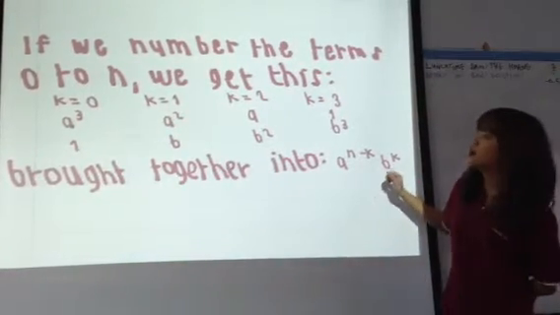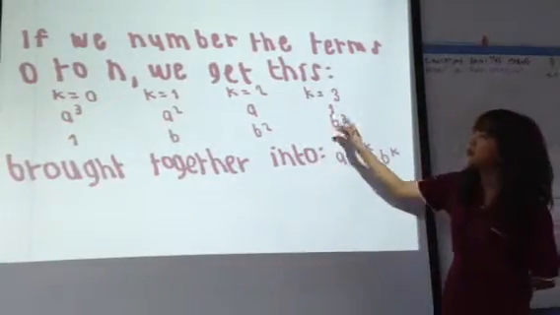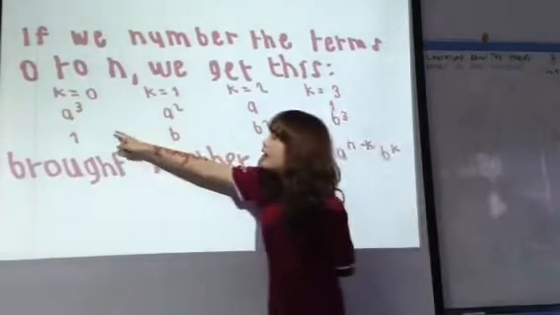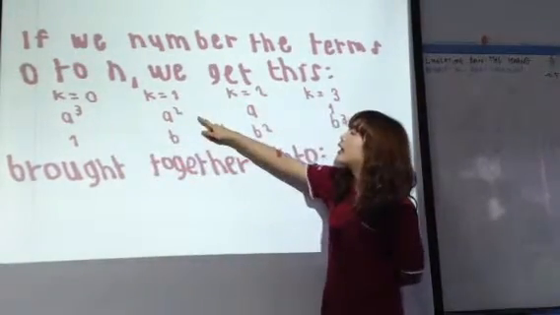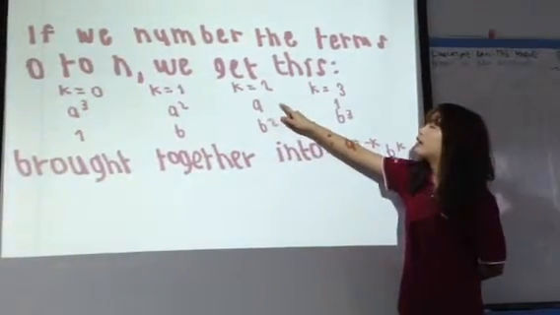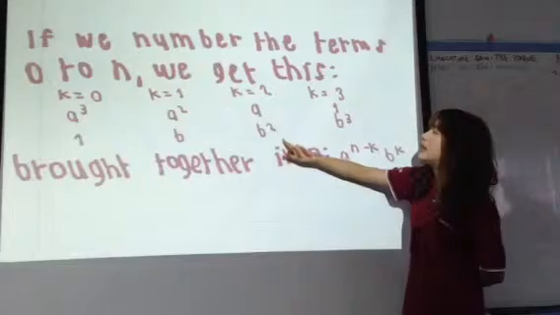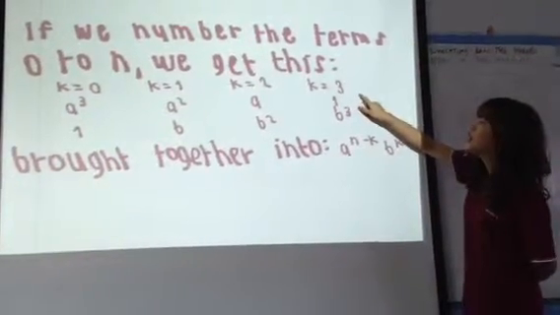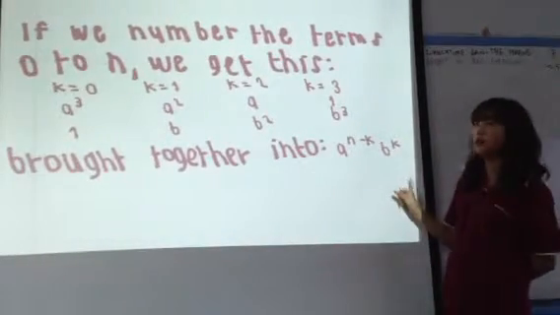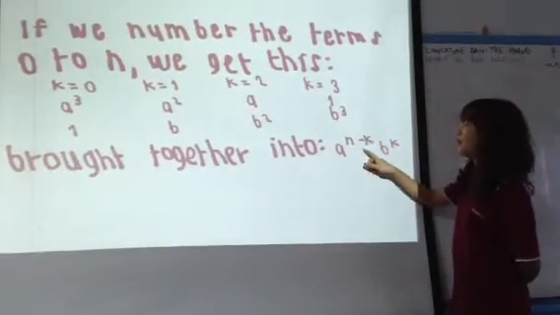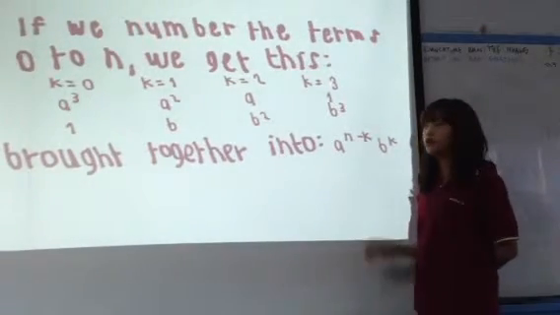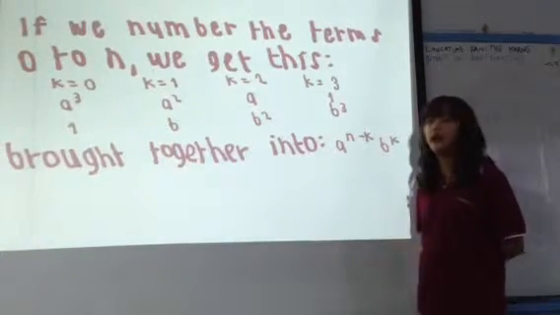So if we number the terms 0 to n, we get this. For k equal to 0, we get a cubed, and then k equal to 1, we get a squared and then b, right? And for k equal to 2, it's a and then b squared, and then for k equal to 3, it's b cubed. Brought together into the formula a to the power of n minus k times b to the power of k. I will justify this in the next slide.